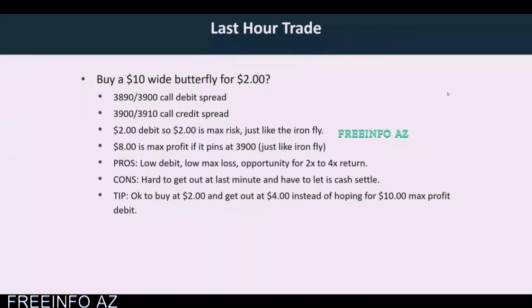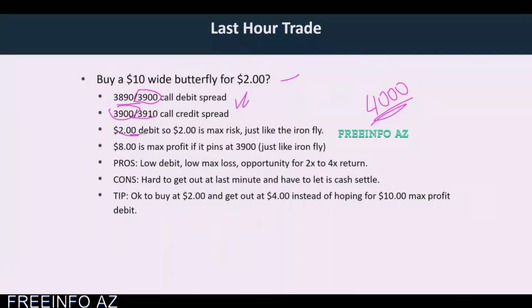The other thing you could do is buy a $10 wide butterfly for $2, or if you go further out of the money, they're even cheaper. I don't mind these, but then, again, are we going to get that pin? I'm the first one to raise my hand and say, sometimes pins happen and then sometimes they don't. And a pin just means, oh yeah, it closed exactly at 4,000 and I had the 4,000 strikes. So a butterfly is essentially you're taking a debit spread and a credit spread and smashing it together. And in this case, the max profit would be at the $3,900 level.